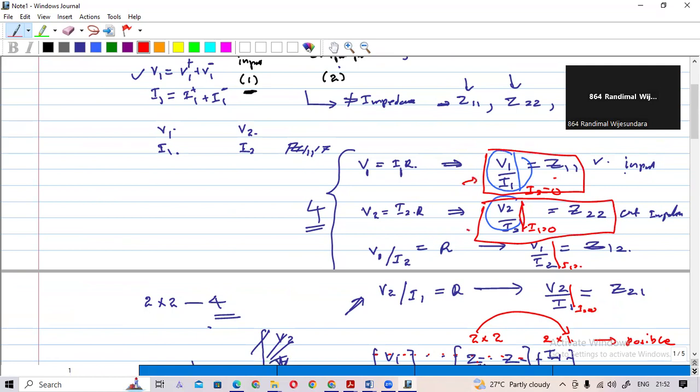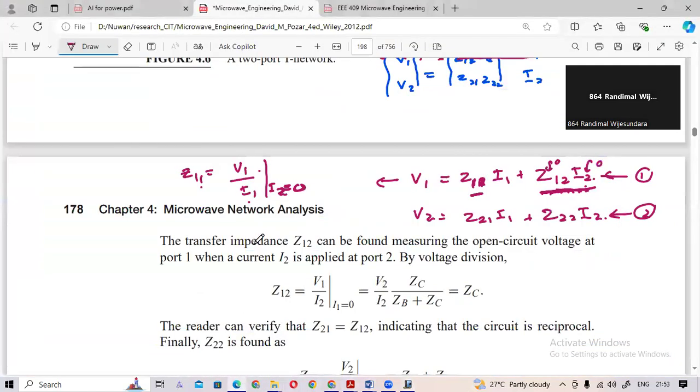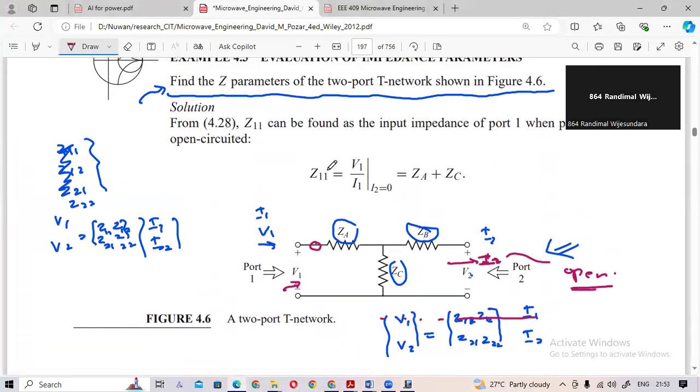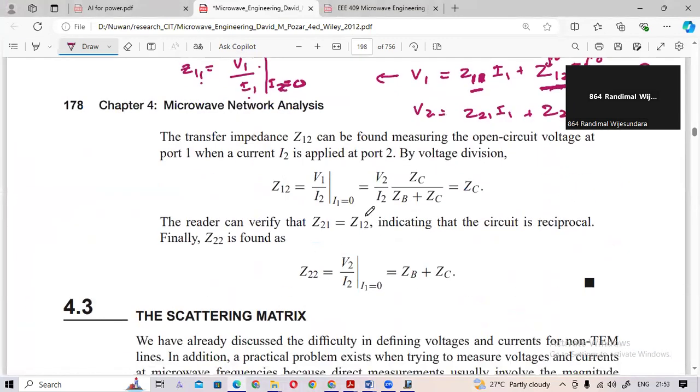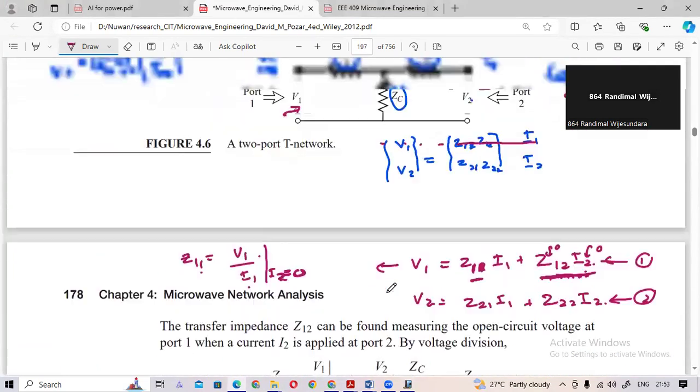When I was doing this, I didn't mention it, but actually you have to mention that one. Otherwise, it will be a mistake. It will be wrong. So here you can see that when you are defining Z11, the condition is there. When you define Z12, the condition is there. Z22, the condition is there. So you need to mention this condition also. Otherwise, that equation will not be valid.